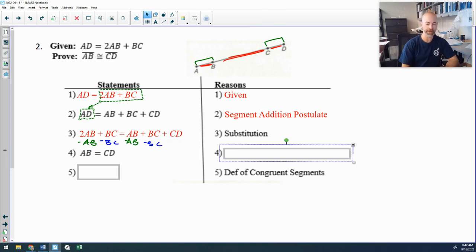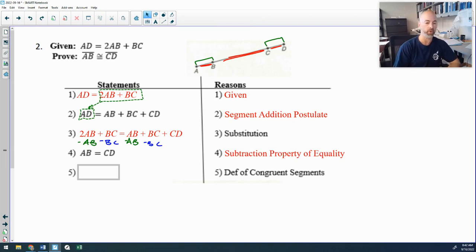And we accomplished all of that through the subtraction property of equality. And then finally, the simple step, I have AB = CD. We're trying to show that AB is congruent to CD. So we can change that to congruence with your definition of congruence.